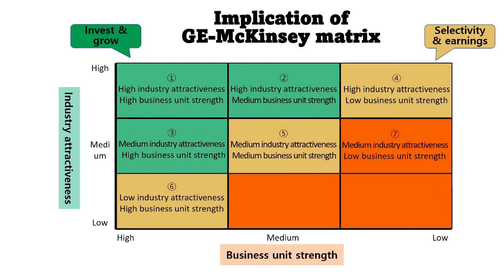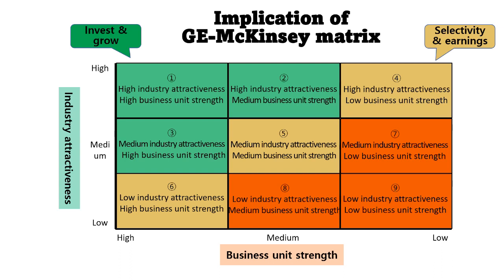Zone 7 represents an area with medium industry attractiveness but low business unit strength. Zone 8 represents an area with low industry attractiveness and medium business unit strength. And Zone 9 represents an area with low industry attractiveness and low business unit strength. Therefore, the red area can be considered as an area requiring harvest and divest strategies.